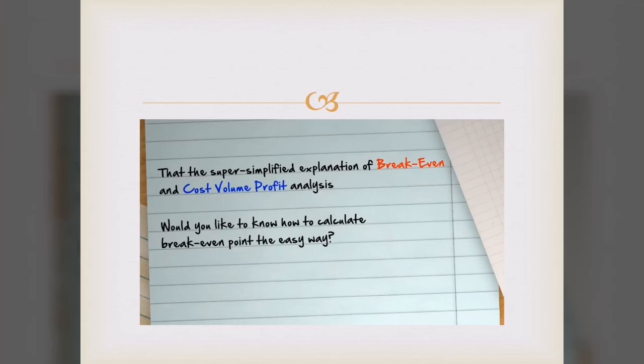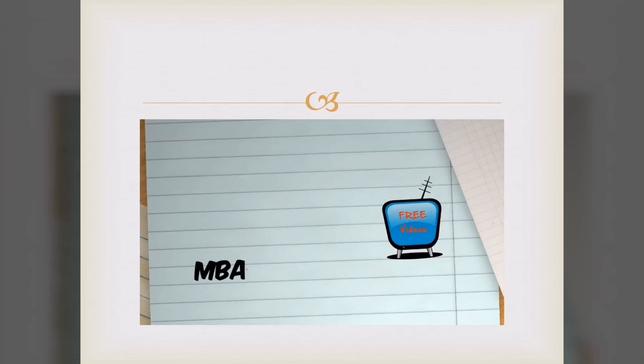So anyway, that's the super simplified explanation of break-even and cost volume profit analysis. Would you like to learn how to calculate break-even point the easy way? Check out my free video at mbabullshit.com. See you there.